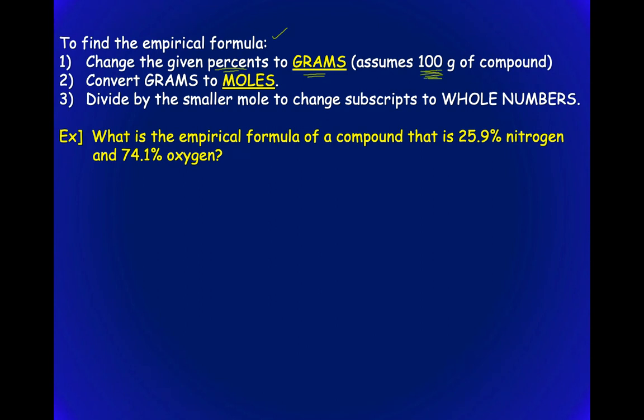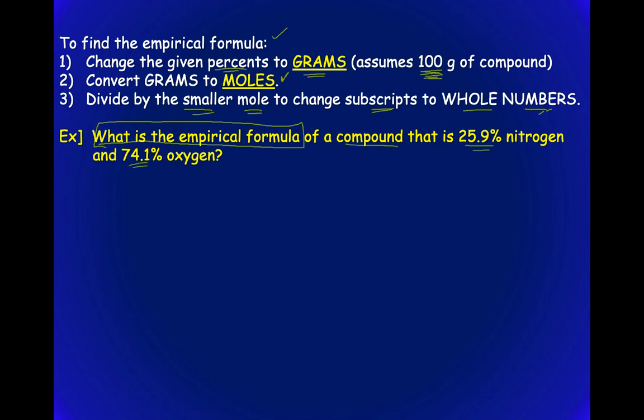We're then going to convert those grams of each element to moles. And then we would divide by the smaller mole to change those subscripts and make them into whole numbers, and that's what we really want to do. So it's really simple little steps here. So for example, how are we actually going to do this? Well, let's just say we want to find the empirical formula, the lowest whole number ratio, of a compound that is 25.9% nitrogen and 74% oxygen.